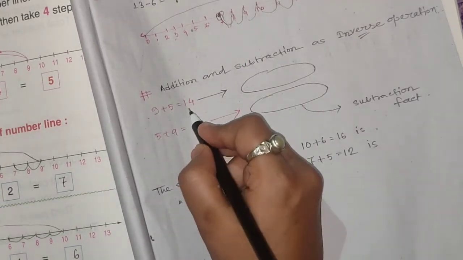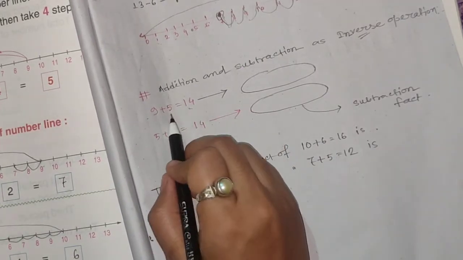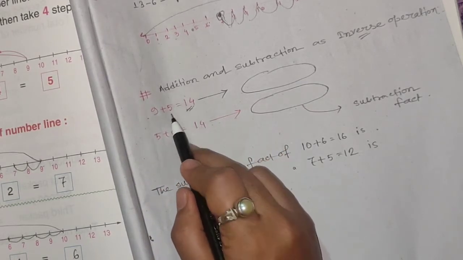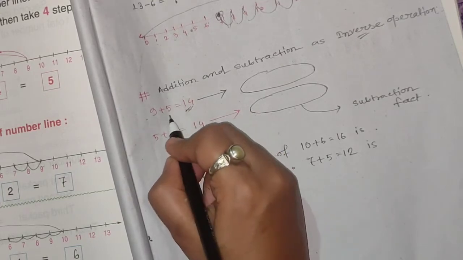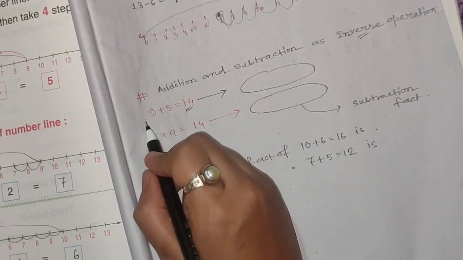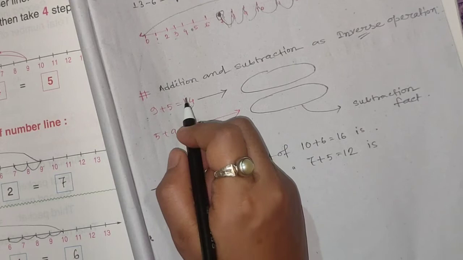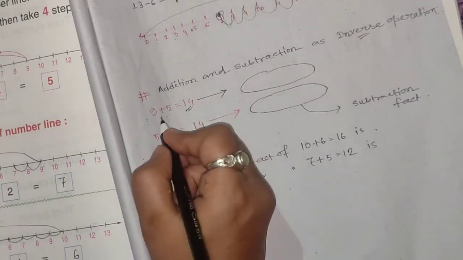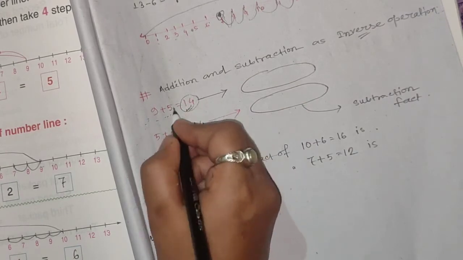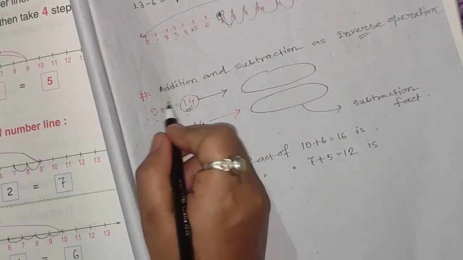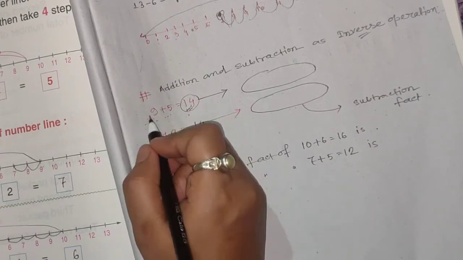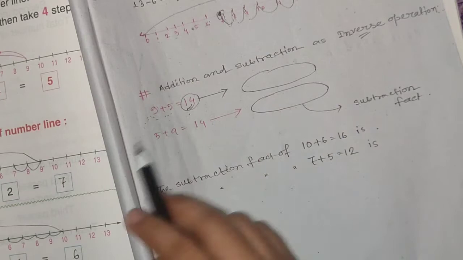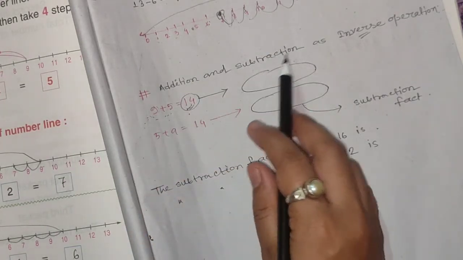9 plus 5 is 14. If you add 5 with 9, we will get 14. But if we subtract 5 from 14, we will get this number. Or if we subtract 9 from 14, we will get this number. So if we add two numbers and get a value, and from that value we subtract either one of the two numbers, we will get the other number. So that's why we can say that addition and subtraction are inverse operations.